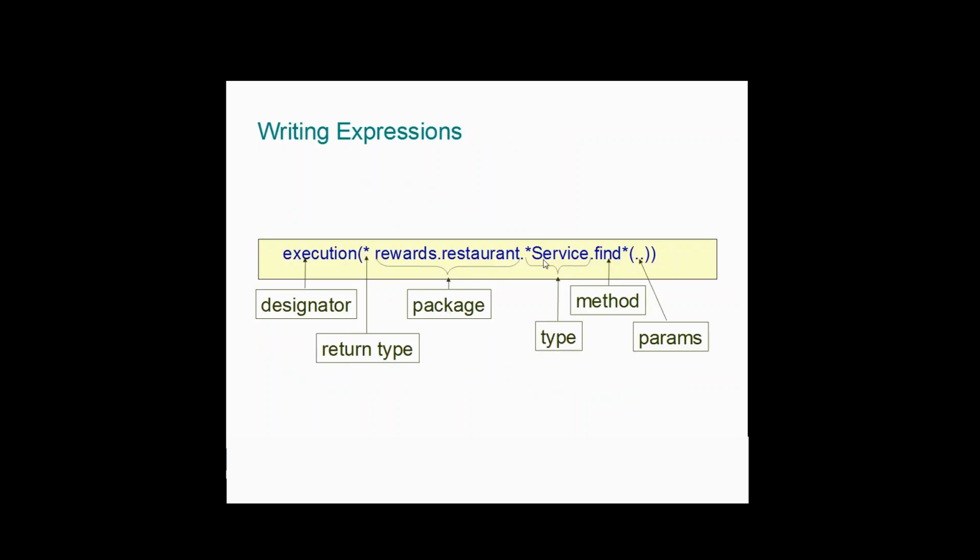The way I can write an expression, if you look, this is the designator, execution is a designator, and the first parameter is always a return type, and this is the package. Then this is the class type, and then the method, and after the method you have the parameters, and you can specify the expression also here. Return type, if it is star, means any object of any type. It can return any object of any type. Star means that here. And rewards.restaurant.